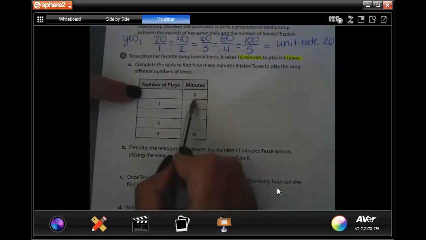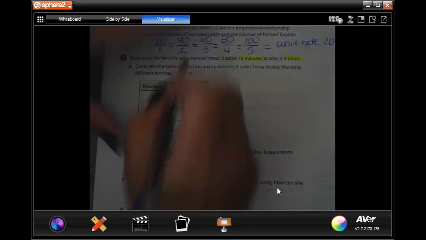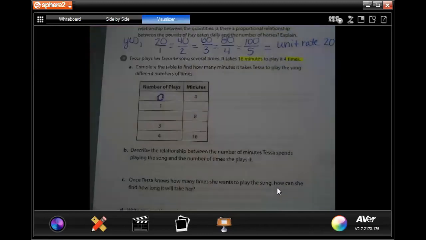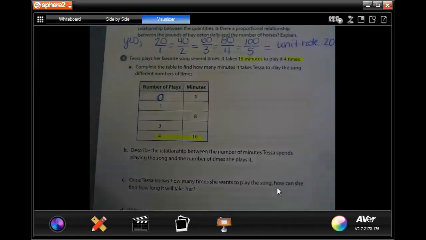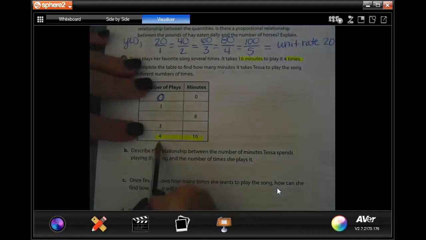So if she doesn't listen to her song, 0 minutes, that means that she hasn't played her song at all. So 0, 0. And like we already talked about in the last section, you have to have 0, 0 no matter what if you want a proportional relationship. Now, let's go down to this one. This is the data that they gave us. 4 times she played her song, and it took 16 minutes.